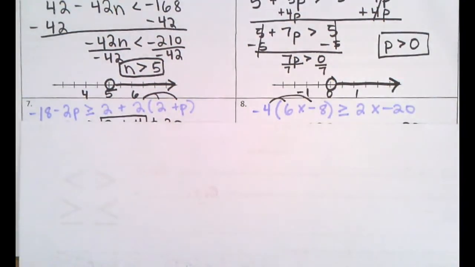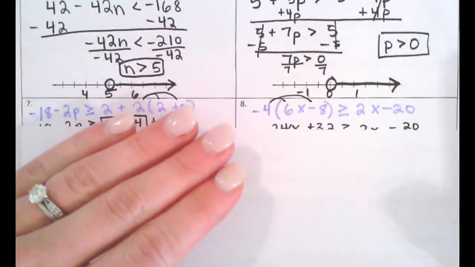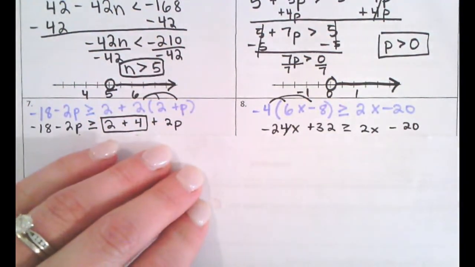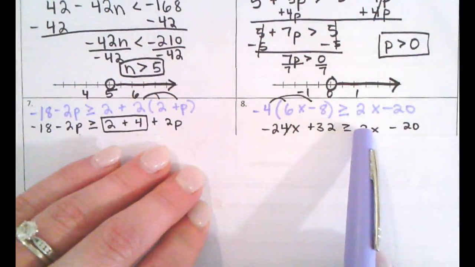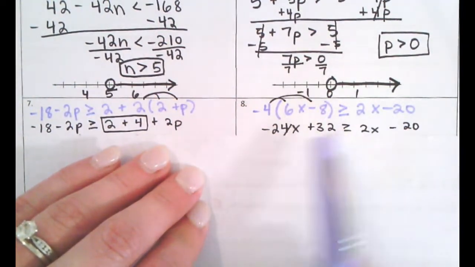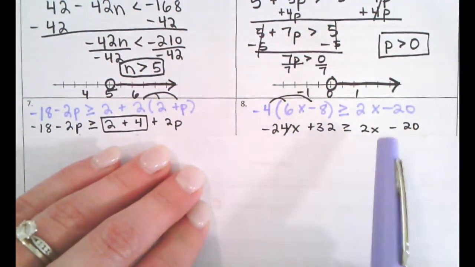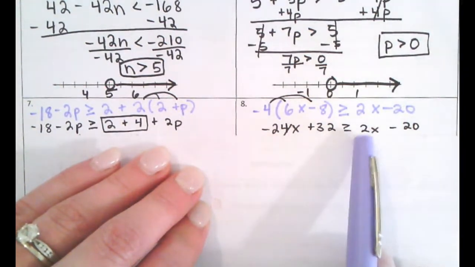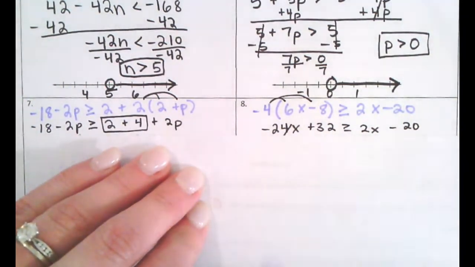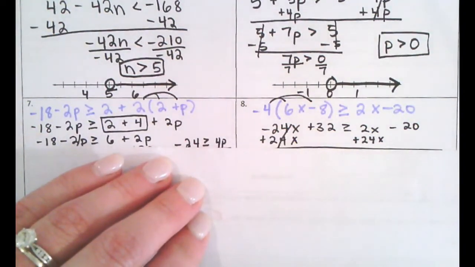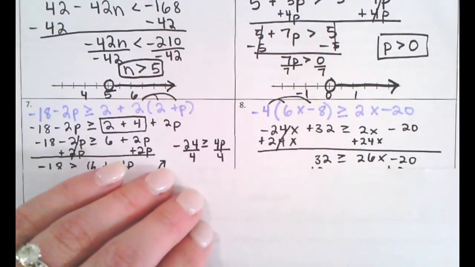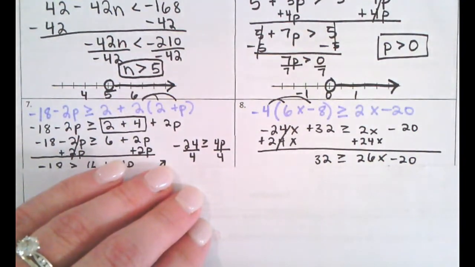All right, the first thing I did was distribute my negative 4 to that quantity, and I got negative 24x plus 32 is greater than or equal to 2x minus 20. Then I went ahead and moved my negative 24x to the other side of the equation. Since I have variables on both sides, I like to choose the smaller one. If you did not choose the smaller one, if you brought the 2 to the other side, then all you'd have to do is divide by a negative. So I went ahead and added 24x to both sides of the equation to have 32 greater than or equal to 26x minus 20.